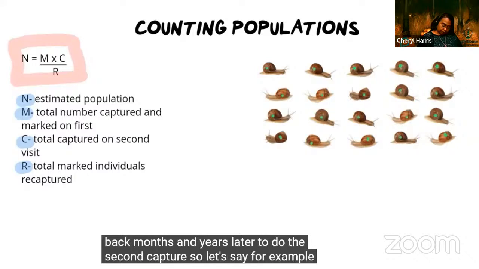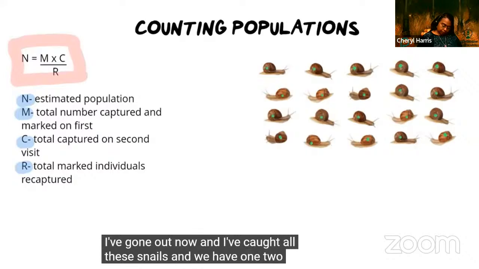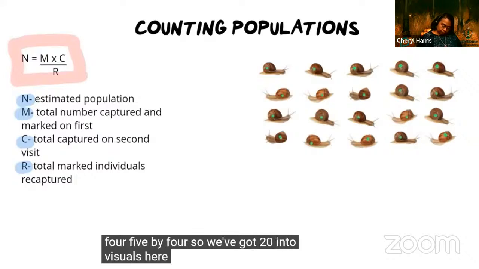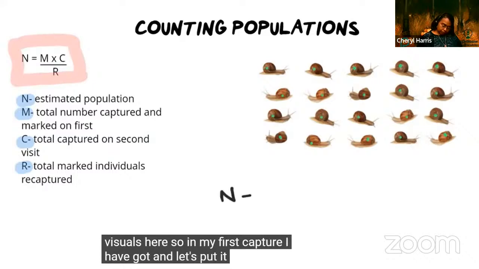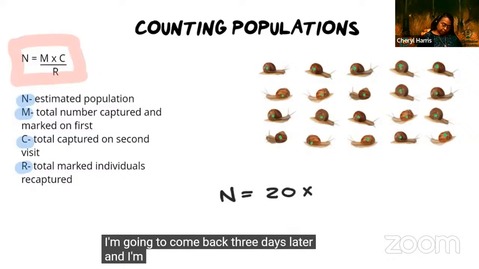So let's say, for example, I've gone out now and I've caught all these snails, and we have 1, 2, 3, 4, 5 by 4. So we've got 20 individuals here. So in my first capture, I have got, and let's put it into our formula, N equals 20 multiplied by, and now we're going to do our second capture. So I'm going to come back 3 days later and I'm going to count my next group of snails.